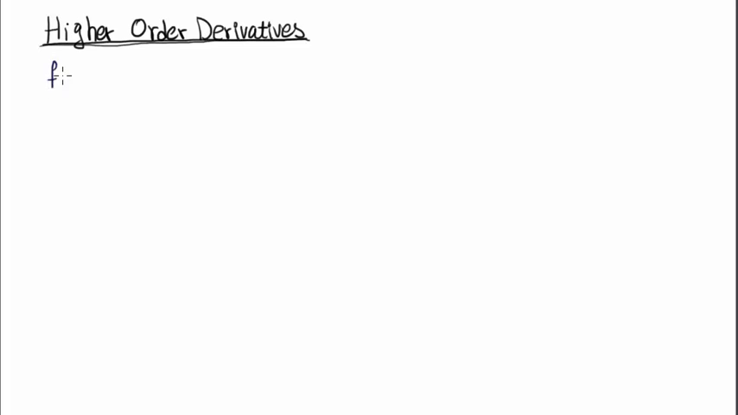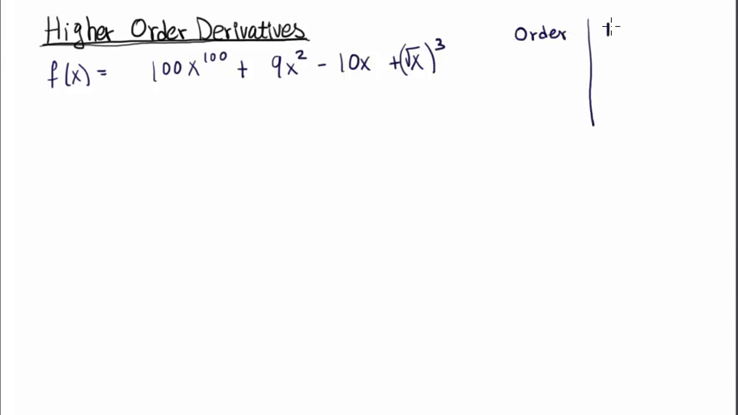Okay, so if I have some function f of x, and let's say it's equal to 100x to the 100, plus 9x squared minus 10x plus x to the square root of x, the whole function cubed. Okay, so if that's my case, then what's the second derivative of the function? Okay, so when I say higher order, I mean this is order, and we'll just do a notation over here.